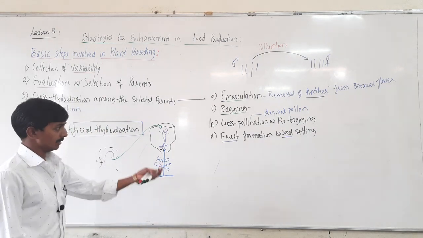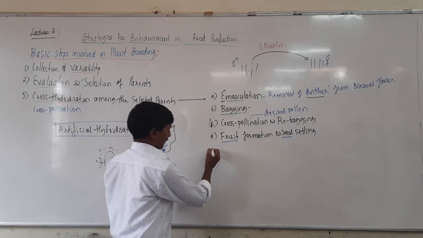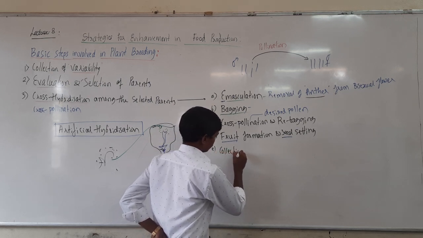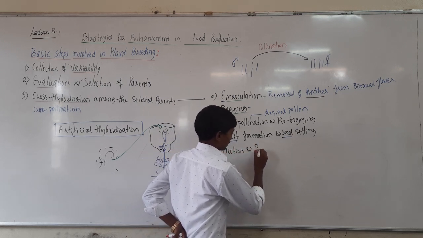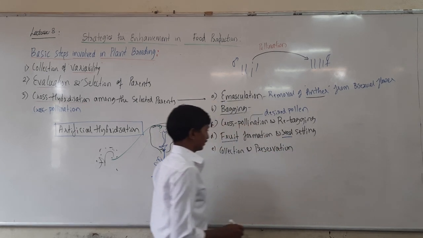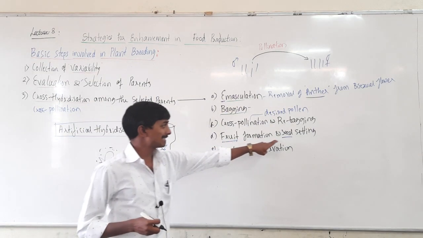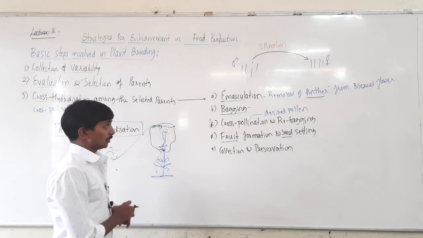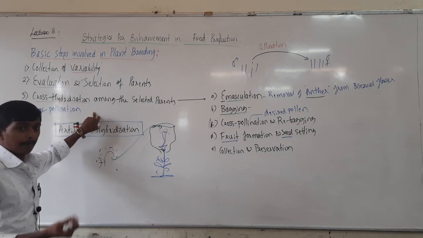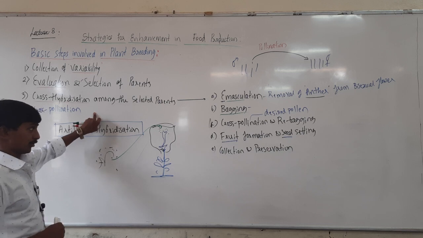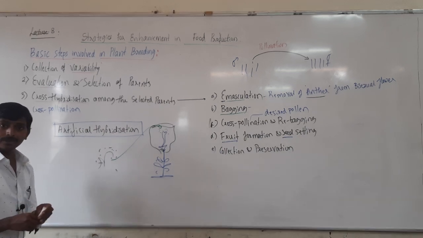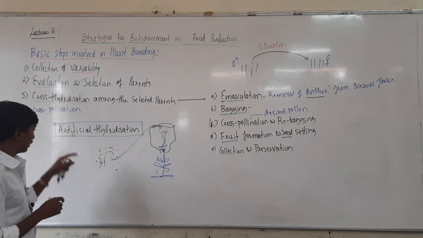When the fruit and seeds are formed, the last step is collection and preservation. Either the fruit is collected or the seed is collected. That is how pollination is performed manually. Man-made pollination is artificial hybridization. We all know that anything made by humans is artificial.